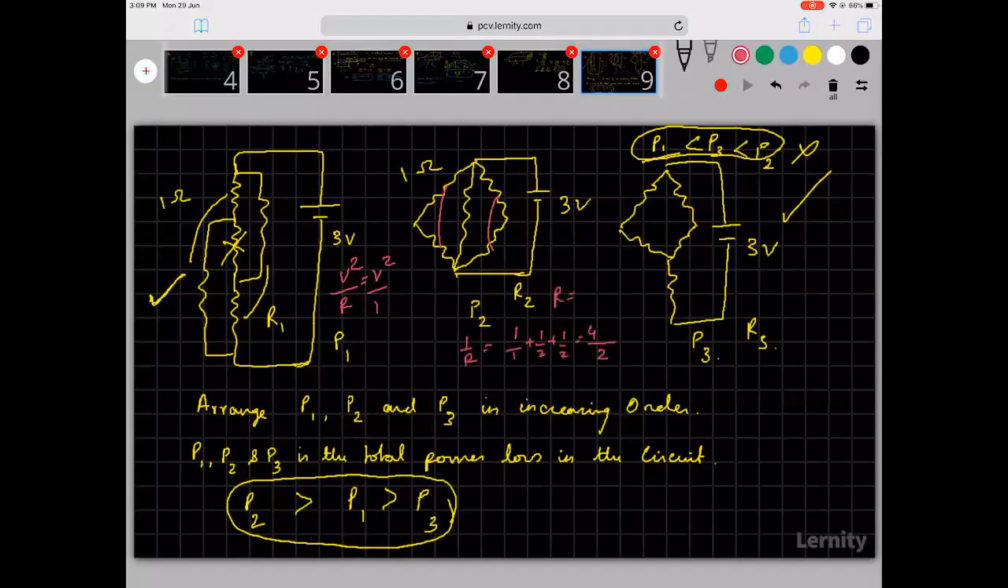Here it is V squared by 1. In the third circuit, R effective is going to be more than 1, and because of that, the power here will be the least. So if you look at the three circuits, R effective is greater than 1 in one, less than 1 in another, and equal to 1 in the other. Accordingly, you can answer the question. Lowest R will have the highest power output. So P2 is the highest power output, followed by P1, followed by P3.